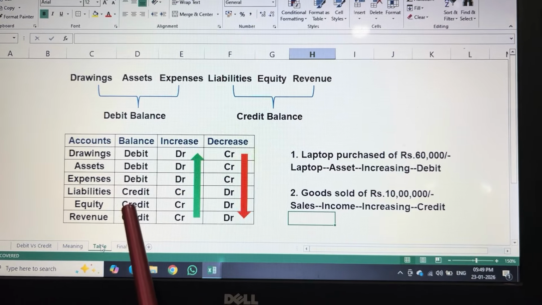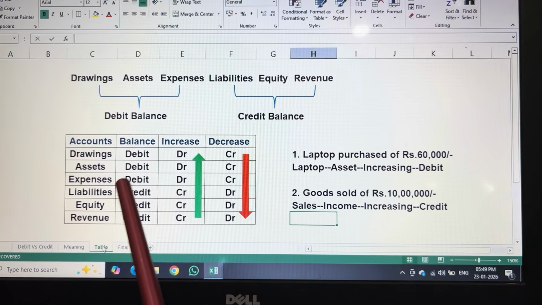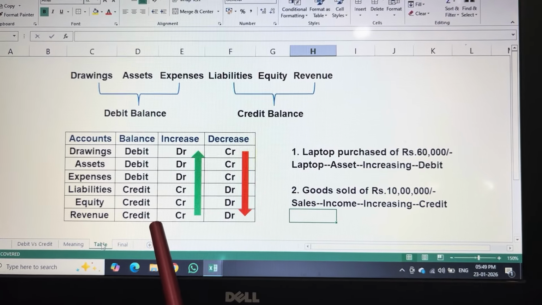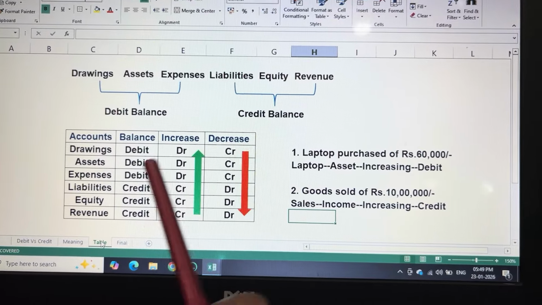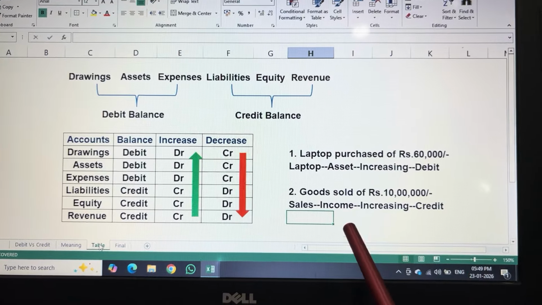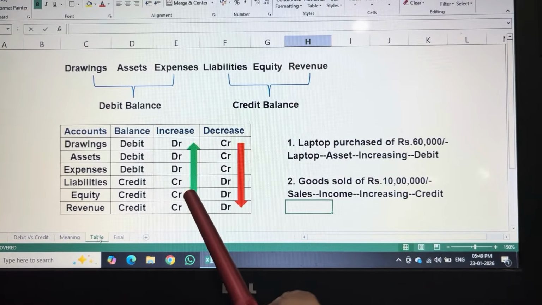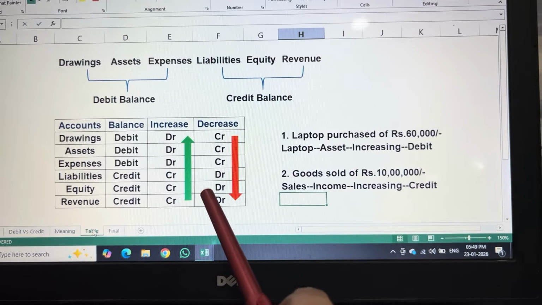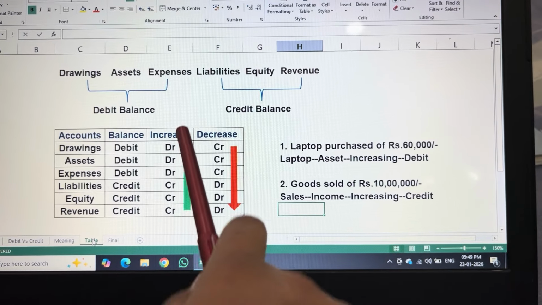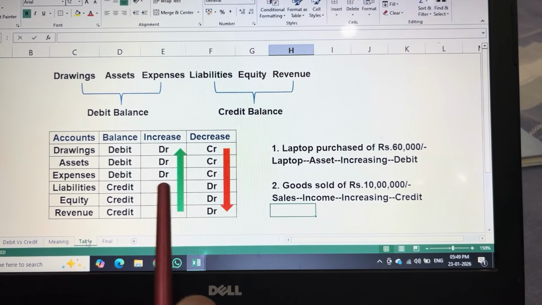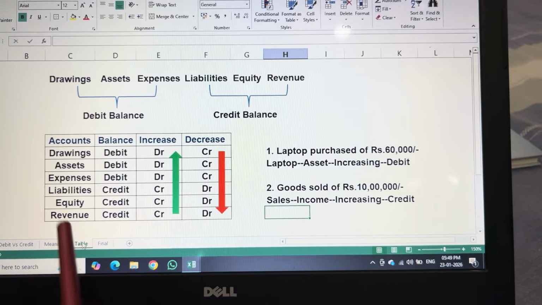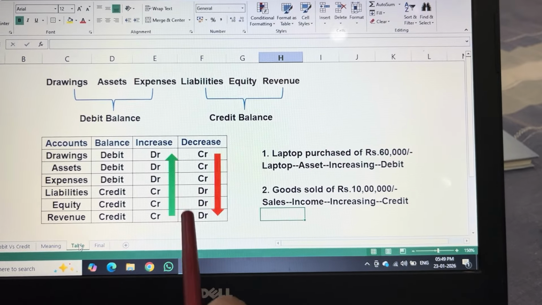In the same way, income means earnings of the business. Whenever income increases, it is credited. When goods are sold for rupees 10 lakhs, here cash is coming in, debit. Sales income is earned, it's credit. Sales are increasing. When revenue or income is increasing, we will do the credit balance. When revenue is decreasing, we'll do debit balance.